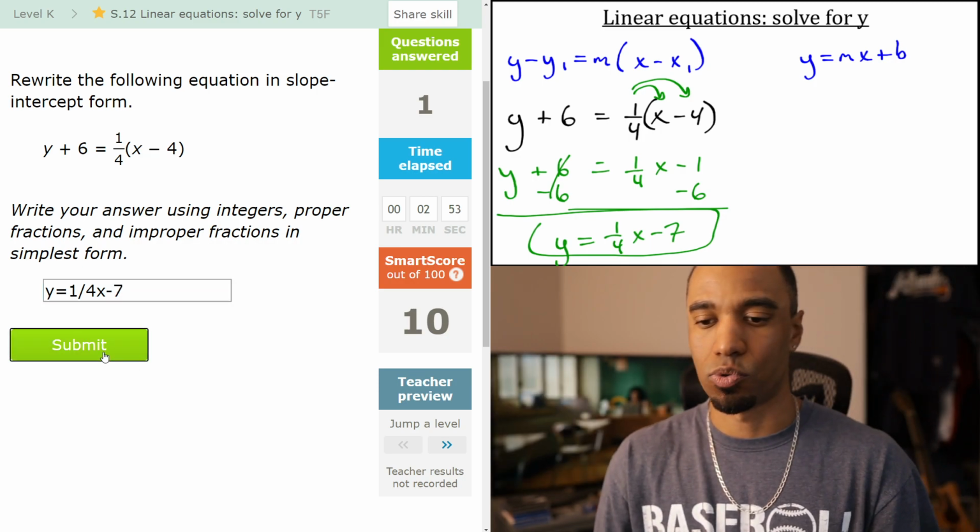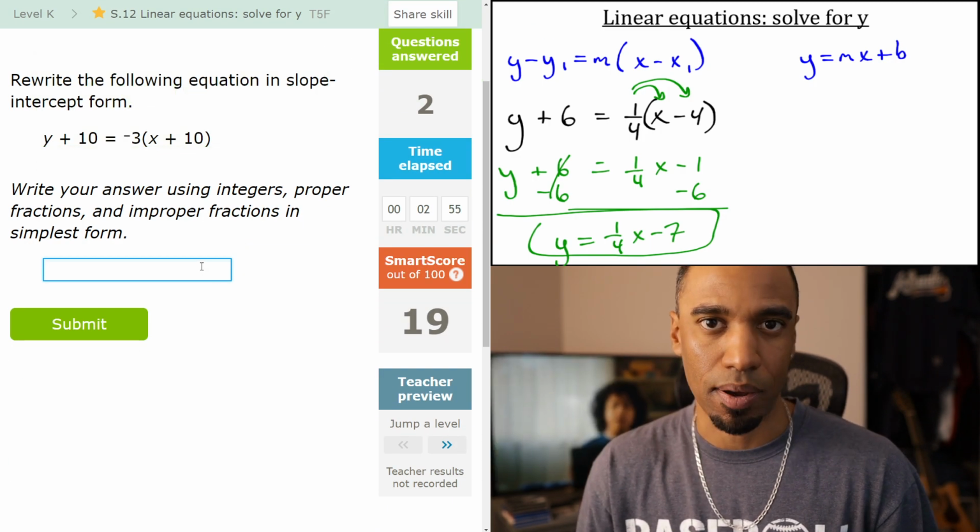I mean, they just need to practice it. I just want to make sure they can do it. They get up to a SmartScore 50. Good, they did about 8 or so problems correct.